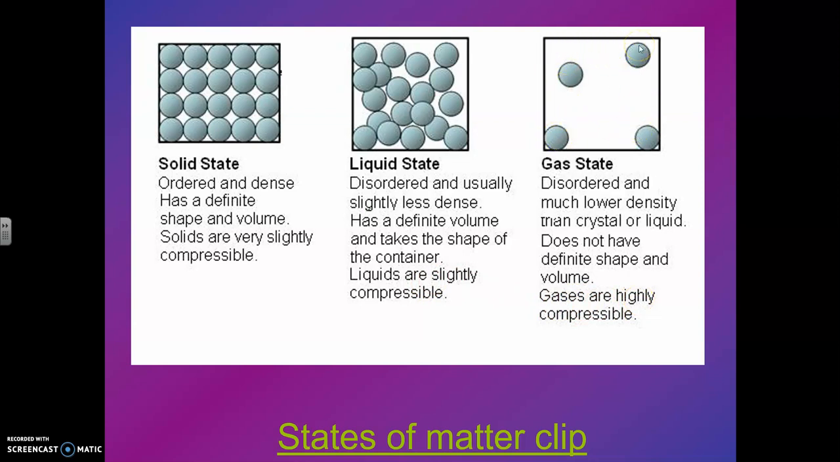because look at how much space these particles have in the gas state. They could be pushed together very, very compact, which means we have a lot of space there to compress them. So in the gas state, they're disordered. There's much lower density than crystal or liquid, so that would be solid or liquid. Does not have a definite shape and volume, and gases are highly compressible.